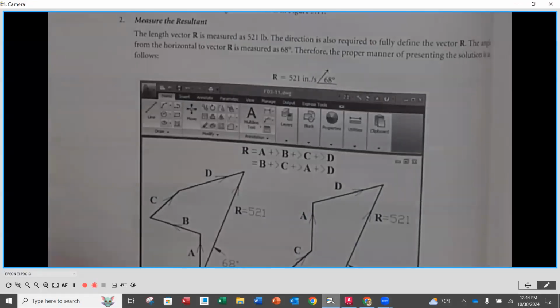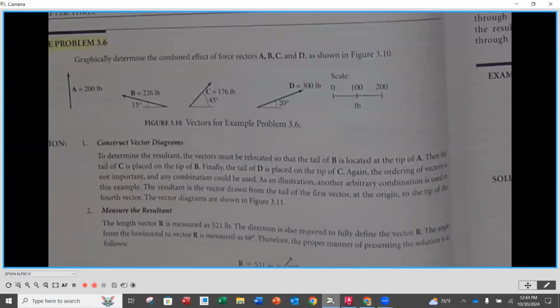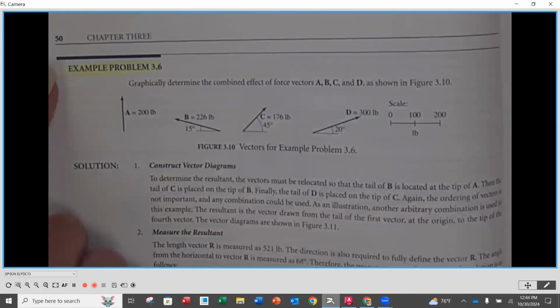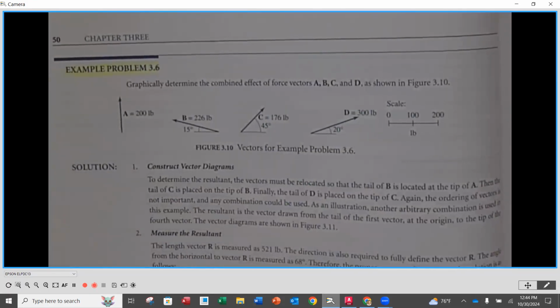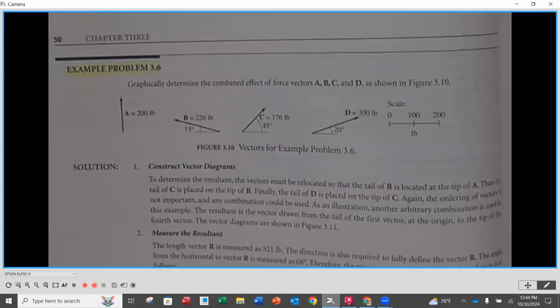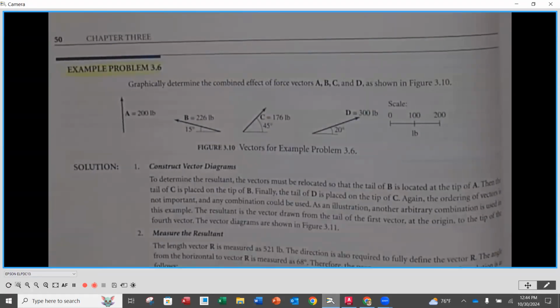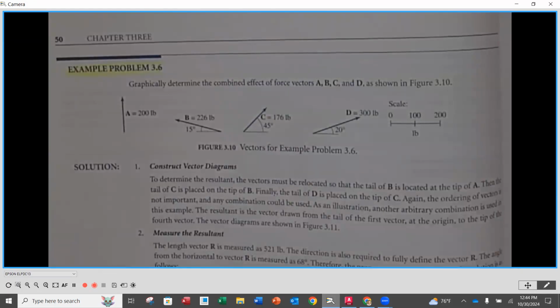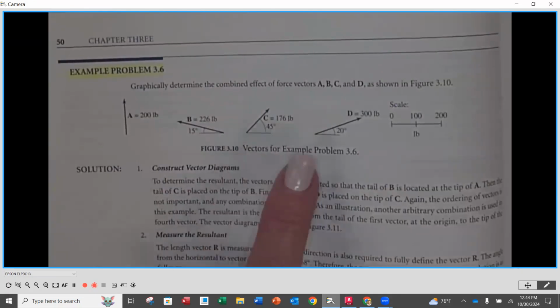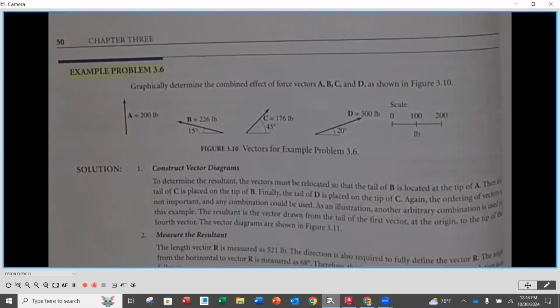So if we go over to example problem 3.6, this is at the top of page 50. And it says here, we want to graphically determine the combined effect. We want to determine what the resultant is of the vectors that we see here, A, B, C, and D. So first things first, we need to draw each one of these vectors to scale at the angles that they are. So what we'll do is I'm going to give you time.